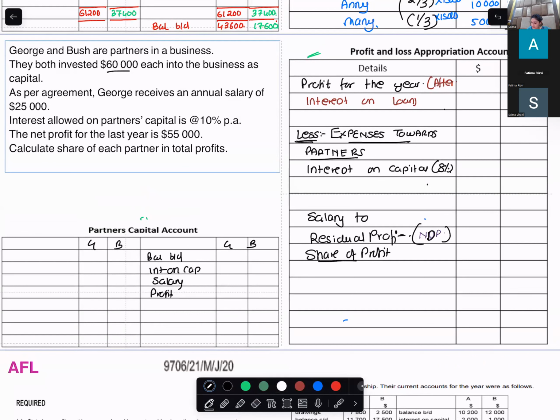George and Bush have invested 60,000 each as capital. George receives salary of 25,000. So salary to George is how much? 25,000. Interest on capital is 10%. So it's 6,000 and 6,000. And net profit is 55,000.